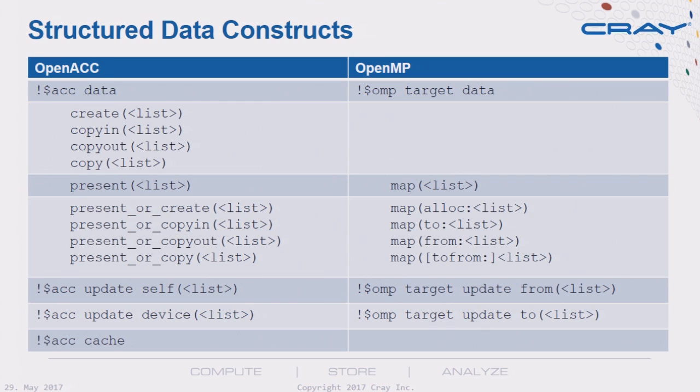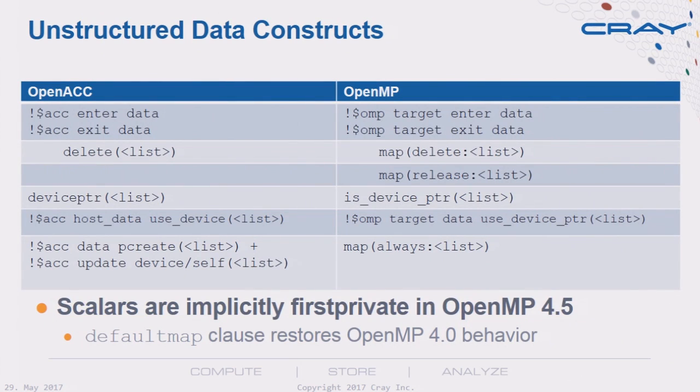Then we already saw the update clauses. So if you want to synchronize the data between CPU and GPU, we have the update from, to, or self, device in OpenACC. And then we also have the unstructured data construct, so an acc enter data or a target enter data with the related clauses, then allocate, copy, release, and delete. And then we also have the device pointers, what we had in the last few slides.